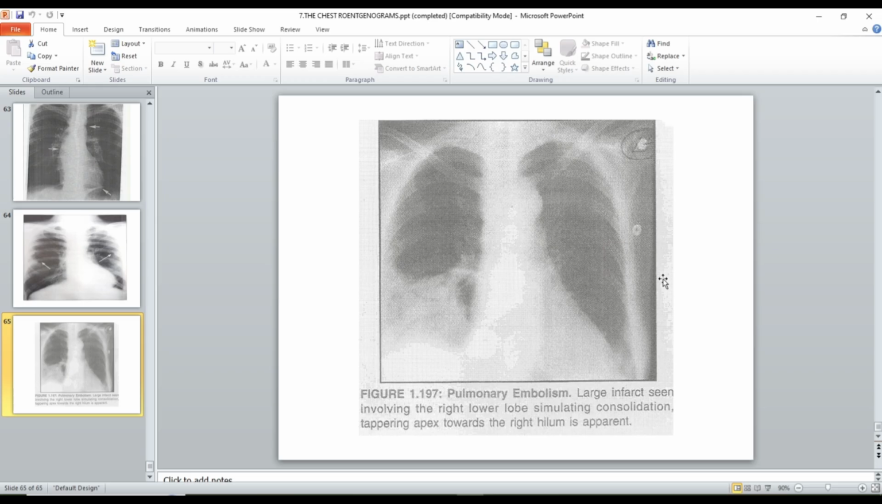This is a typical X-ray of pulmonary embolism. A triangular shadow in the lower zone, with apex going to the hilum. This is a typical case of pulmonary embolism.